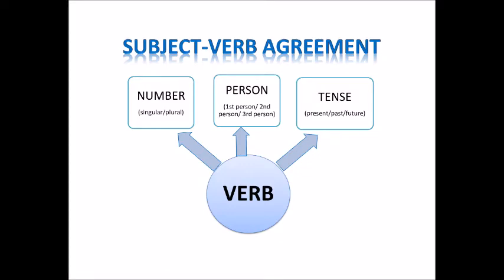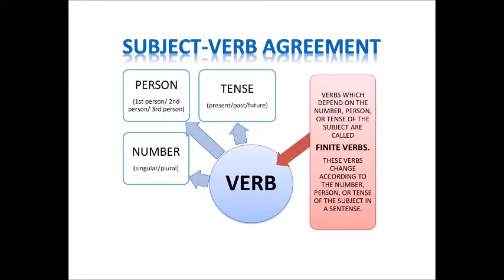In the previous lesson, we studied about subject-verb agreement, where we learned that the verb in a sentence has to agree with the subject in a sentence. Subject in terms of number means singular or plural. Subject in terms of person means first person, second person, or third person. And subject in terms of tense means present tense, past tense, or future tense.